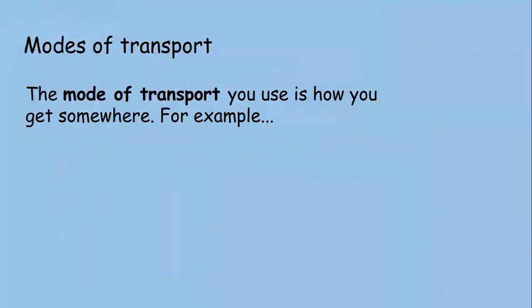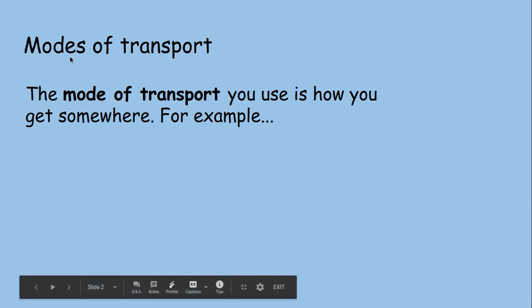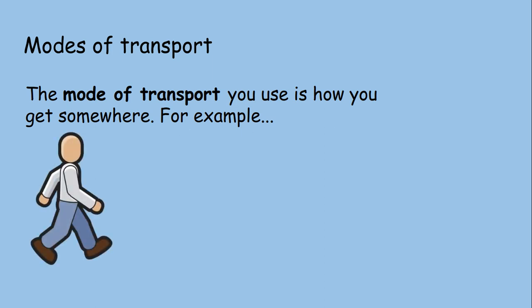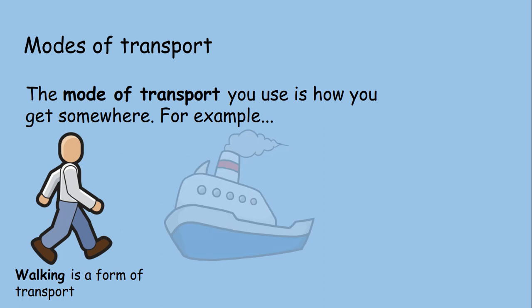Okay. And all of those are called modes of transport. Modes of transport. And the mode of transport you use is how you get somewhere. It's what you use to get somewhere. For example, what can we see here? What is this person doing? Oh, they are walking. Walking is a form of transport. Walking is a mode of transport.